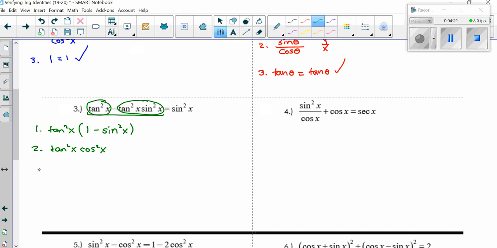And that's not the right side, so I've got to keep working. I'm going to change tangent into sine squared x over cosine squared x. Make sure they're both squared. Times cosine squared x over 1. I can see that these cancel right here, which is going to leave me with sine squared x over 1, or just sine squared x, which is what I was trying to prove.